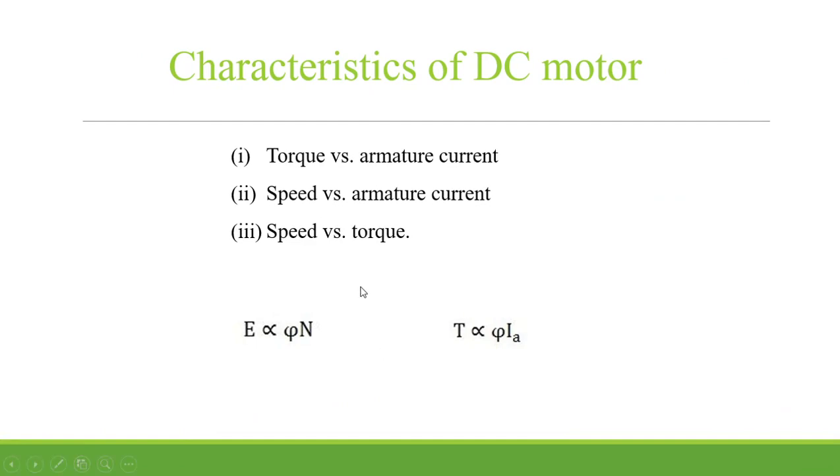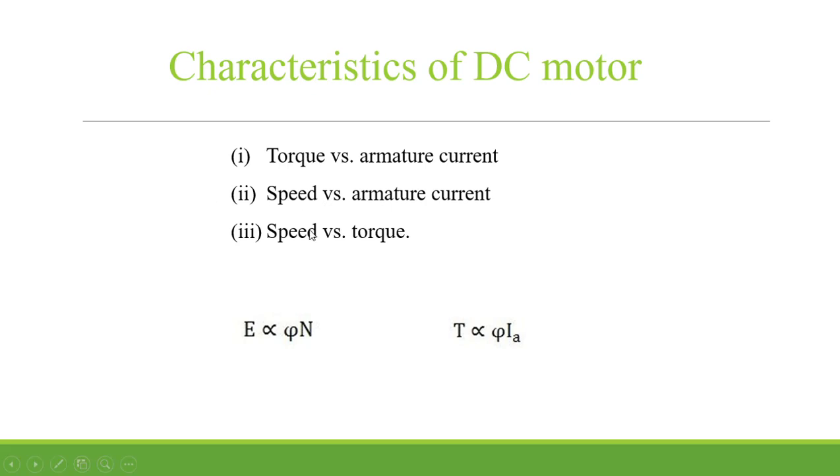So let's study the characteristics of DC motor. There are three main characteristics for DC motor. The first one is torque versus armature current. The second one is speed versus armature current. The third one is speed versus torque.